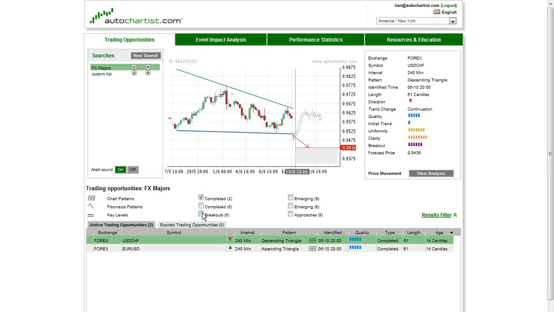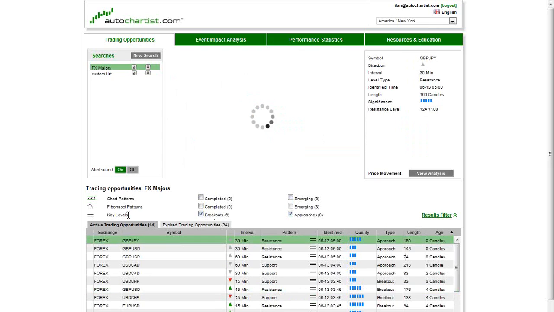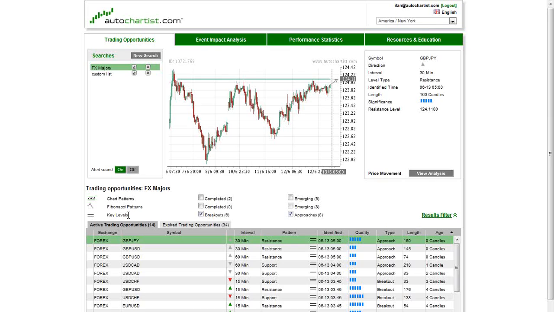So now let's move on a bit, and let me show you another type of opportunity we get at Autochartist, which is key levels. Key levels are almost the same as chart patterns. Just a slight difference is that we're only looking at horizontal support and resistance. So we're not looking at entire chart patterns where there's support or resistance. We're just looking at horizontal resistance or horizontal support. Now we can see another opportunity on GBP JPY, on pound yen, which is in fact very, very similar to the previous one we saw in terms of an ascending triangle, and that makes sense.